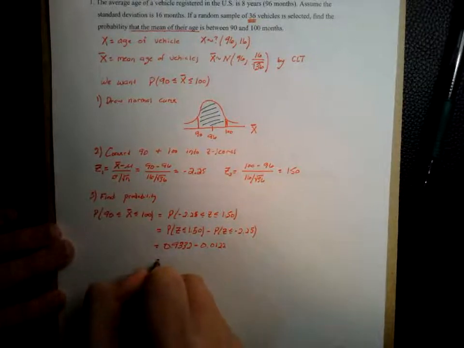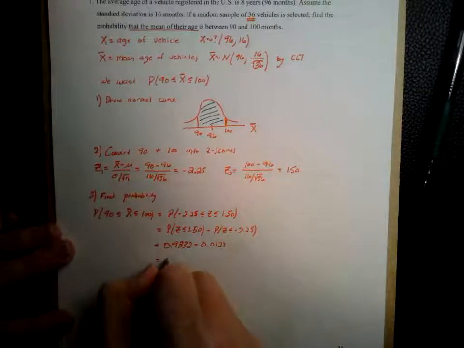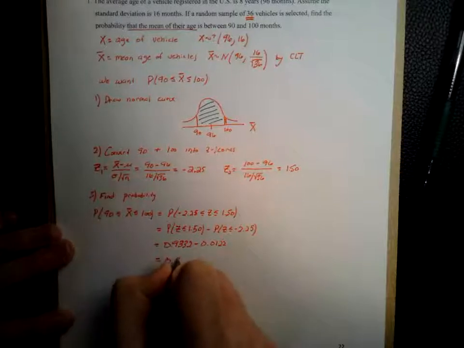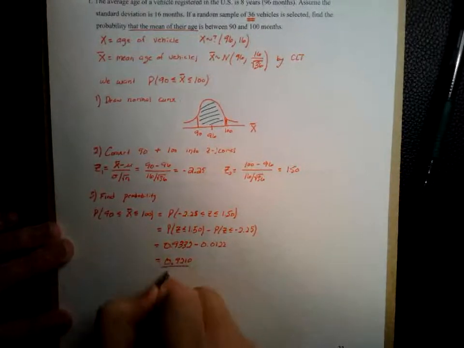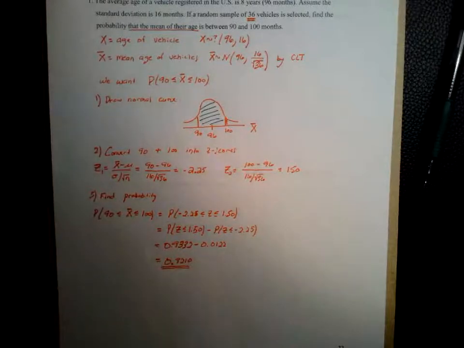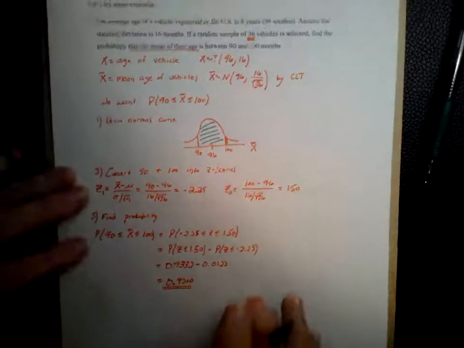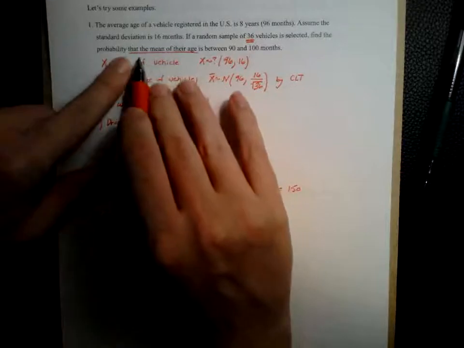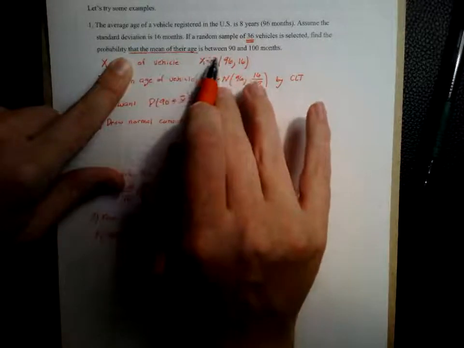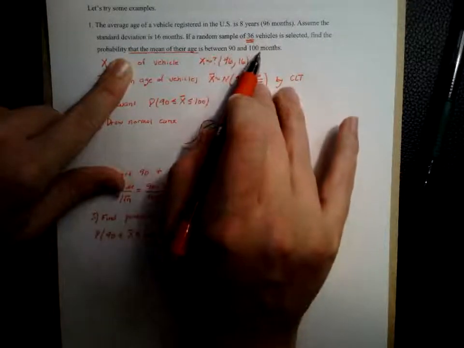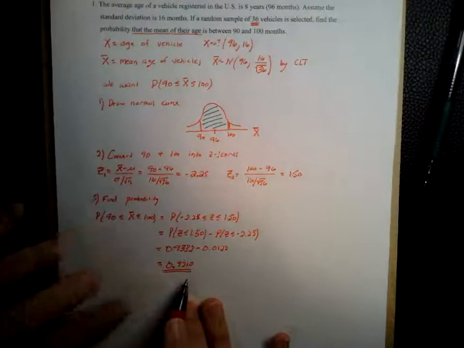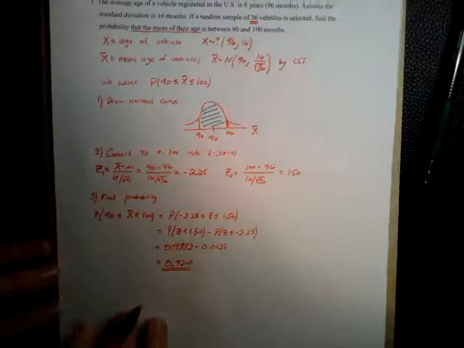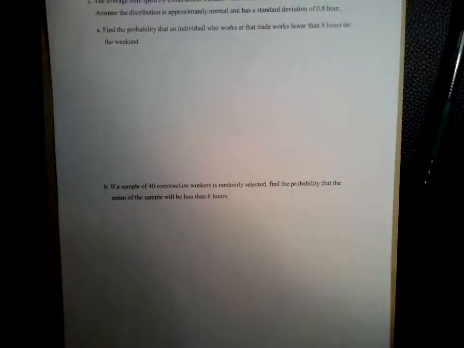0.0122. And if we take the difference of those two, we get 0.9210. And that is our answer we were interested in. That means the probability of getting a mean of their age between 90 and 100 months is equal to 0.9210. And that is it for the first example. Now let's look at the second one.